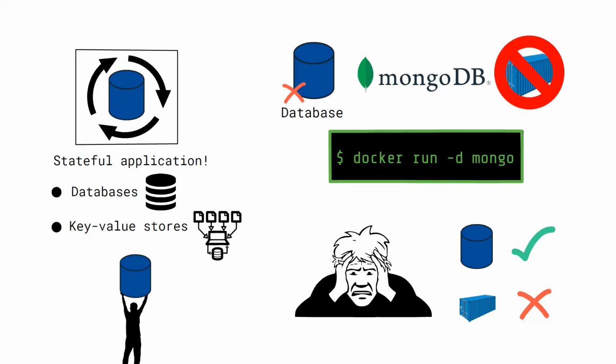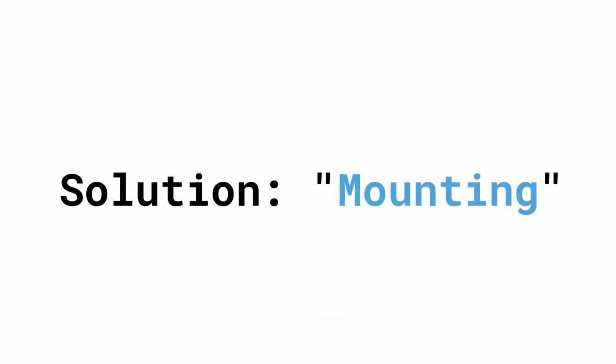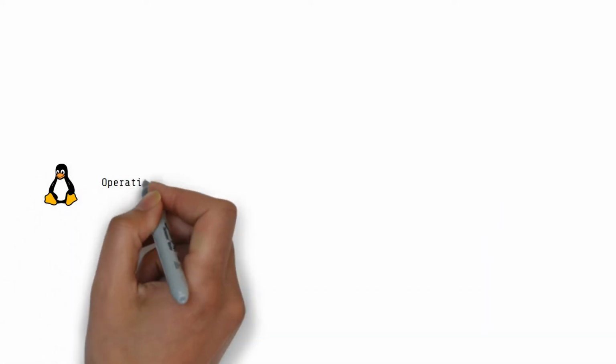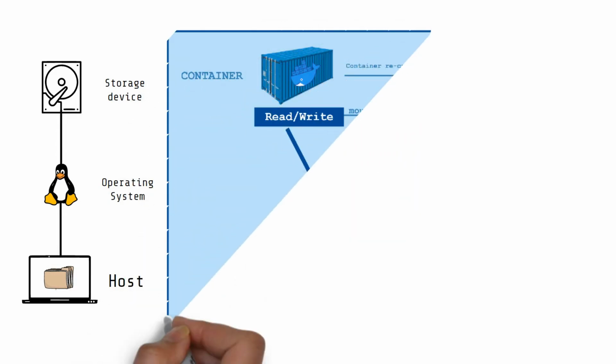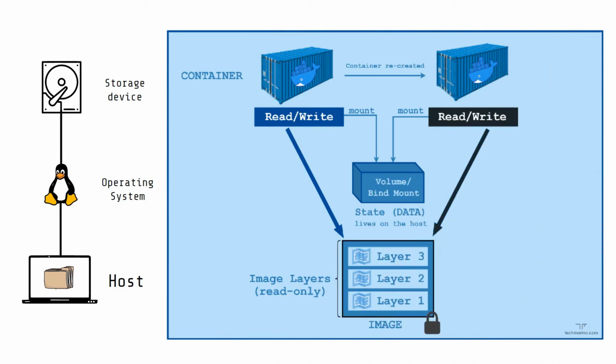The solution is mounting. Mounting is the process by which an operating system makes files and directories on a storage device available for its users to access via a file system. By mounting a file or folder from the container's file system to a file or folder on the host's file system, we can ensure that even if the container is removed, the data is persisted. This is because the host would still be available even if the container is removed.